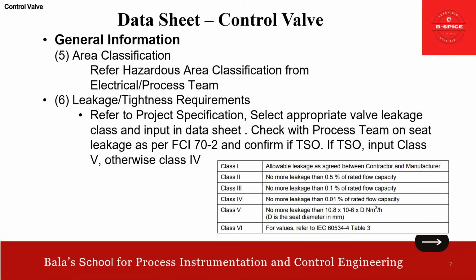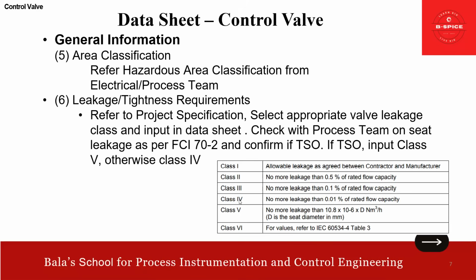Just for your additional information, I also added here the leakage requirement in line with the class categorization. For example, we will go from the bottom, class 6. That is the very stringent requirement, so we need to refer to the IEC standard 60534 part 4 and table 3. And for class 5, I have defined it here: no more leakage than 10.8 into 10 power minus 6 into D Nm cube per hour. D is the diameter in mm.